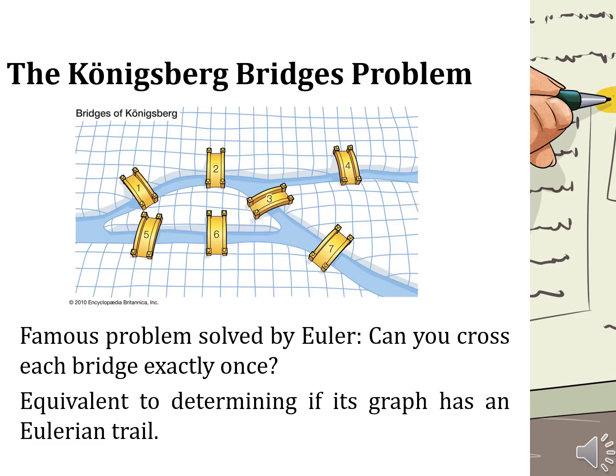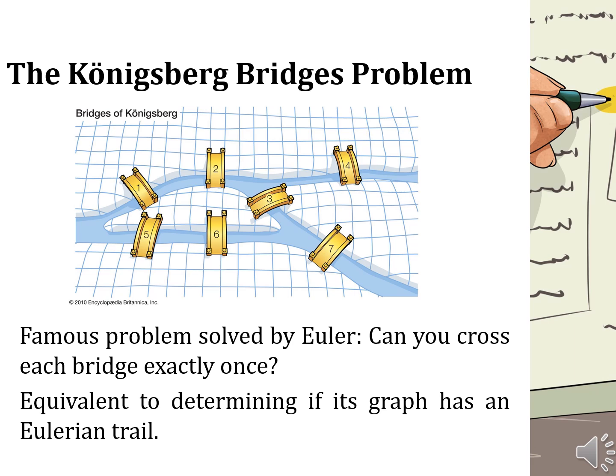Let's now return to the question that started the study of Eulerian graphs. Can you cross each of the 7 Königsberg bridges exactly once? Using what we learned about Eulerian and semi-Eulerian graphs, we can analyze the situation. When Euler represented each land area as a vertex and each bridge as an edge, we saw that all 4 vertices in the graph had odd degree.